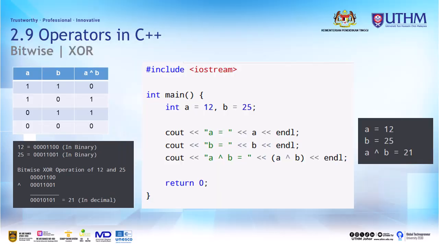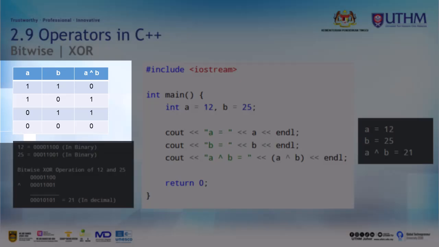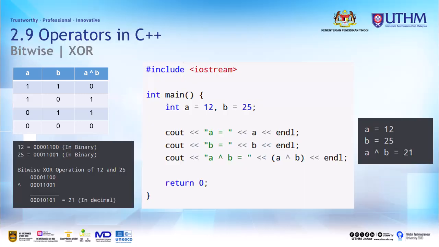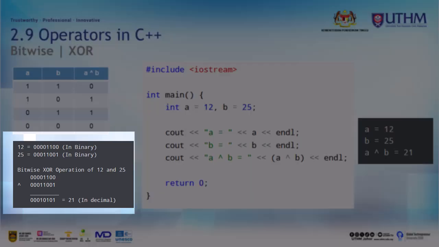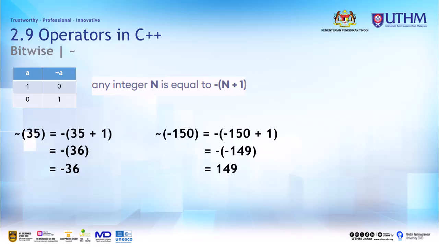The bitwise XOR operator compares the corresponding bits of two numbers, returning 1 when the bits differ and 0 when they are the same. Using the same integer values as in the previous slide, the operation yields a result of 21. The bitwise NOT operator is a unary operator that flips all bits of a given number.